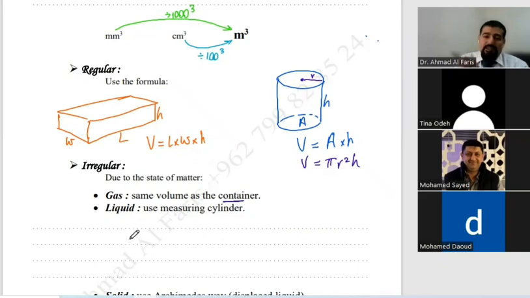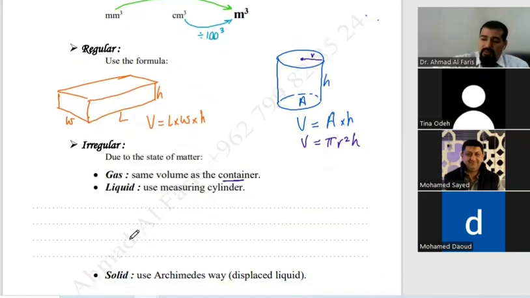But if we need to find how much water is inside this cup, what will I use to find the volume? Exactly, I will use a measuring cylinder. The measuring cylinder is a tall cup, not like this one, that has a scale on its edge. Whenever I pour more liquid inside it, I see the level go higher and I can read the volume.